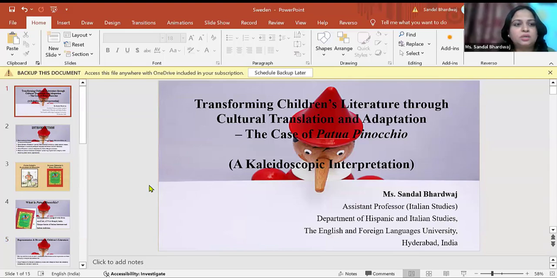Thank you so much for having me here. The title, as you can see, is Transforming Children's Literature Through Cultural Translation Adaptation. And the case which I'm referring to is Patua Pinocchio, which is a special scroll art painting in India, a very regional kind of scroll art.